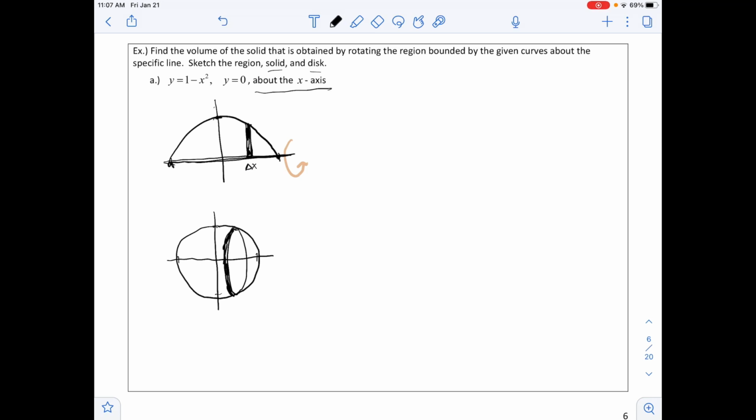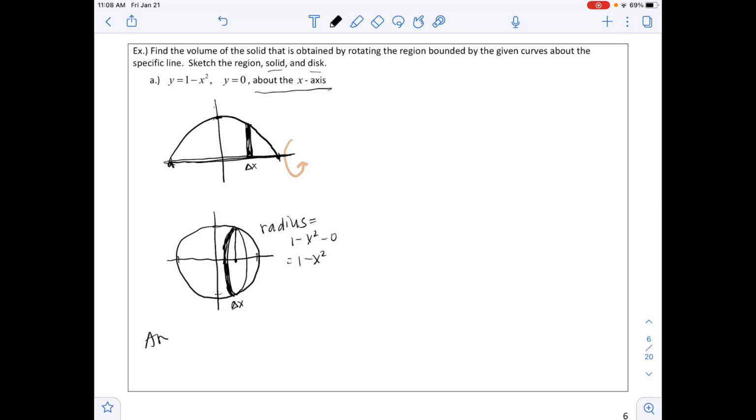And so our radius for this disk is defined by the function that we have, and for that it's going to be the top function minus the bottom function, which for us the bottom function is just 0. I'll write it down because some of them do get a little bit more complex: 1 minus x squared minus 0, which is just going to be 1 minus x squared. And so our radius is going to be 1 minus x squared, and that width that we would have would be our delta x.